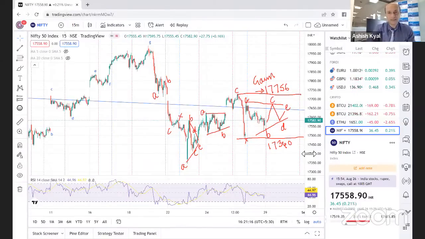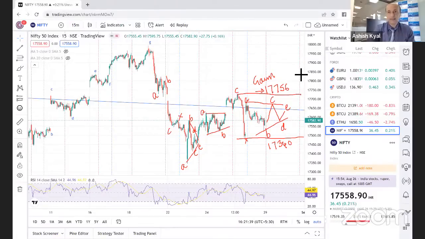If we look at open interest, not much has happened. I was just looking at open interest, but it is not able to go in any direction. In case 17,756 is crossed, what is the pattern that would be forming? It means X is done, A is done, B is done, then in a diametric C, D, E, F, G. That is the pattern I'm looking at in case 17,756 is crossed.